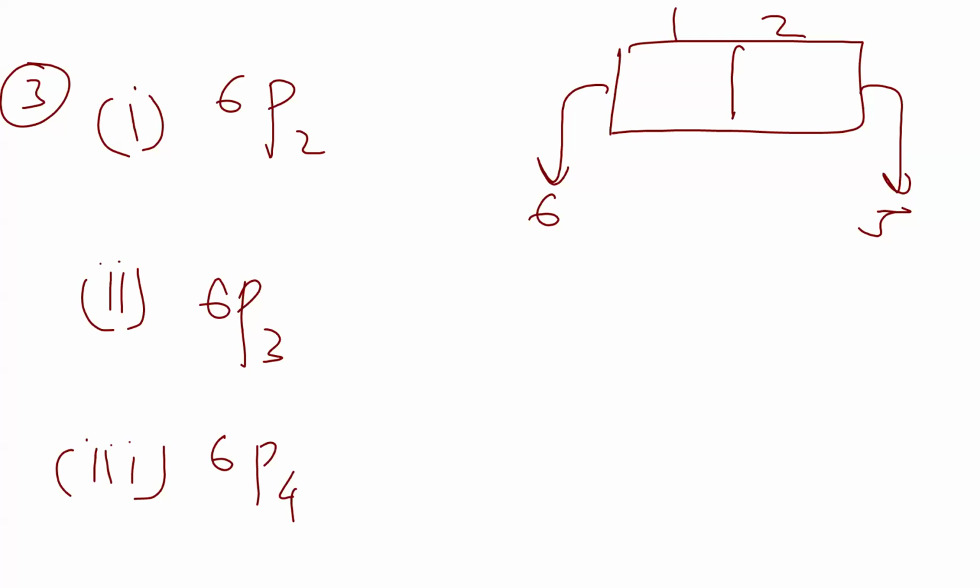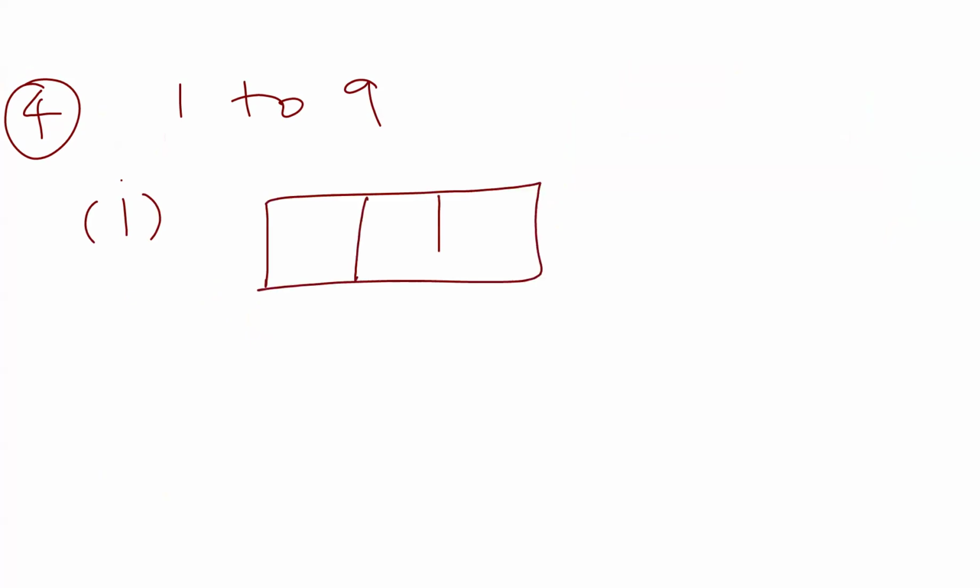Question number 4. How many 3 digit numbers can be formed using the digits 1 to 9? This is the object list. No digit is repeated. So 3 digit number, places 1, 2, and 3. The first can be filled in 9 ways, this in 8 ways, and this in 7 ways. So total will be 9 into 8 into 7.